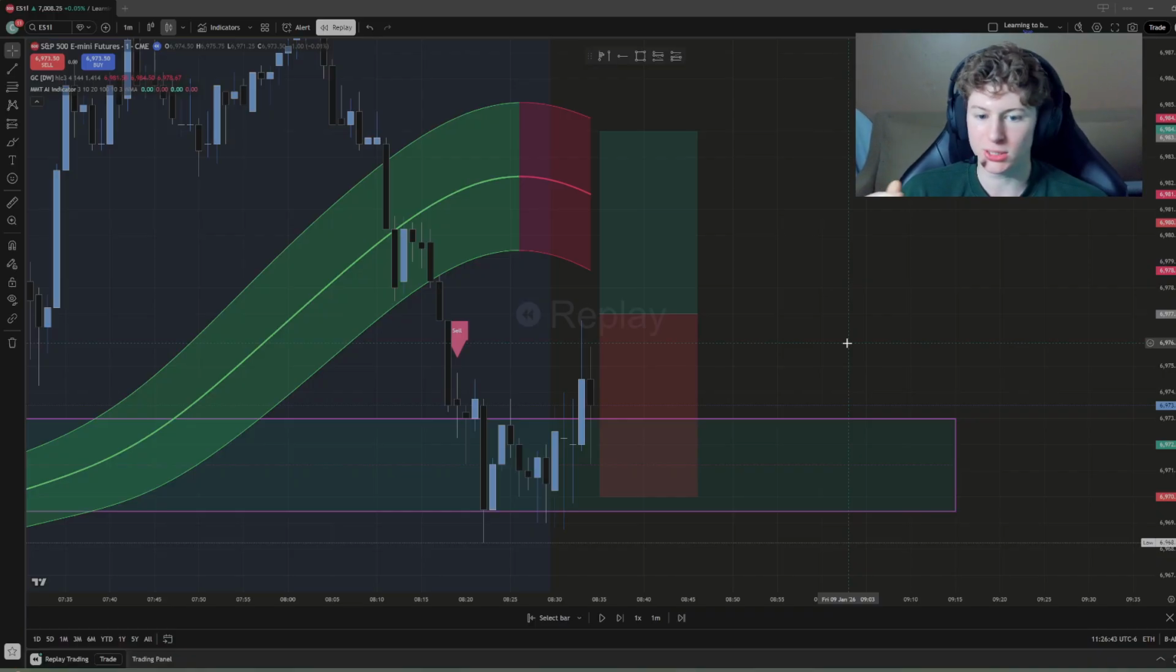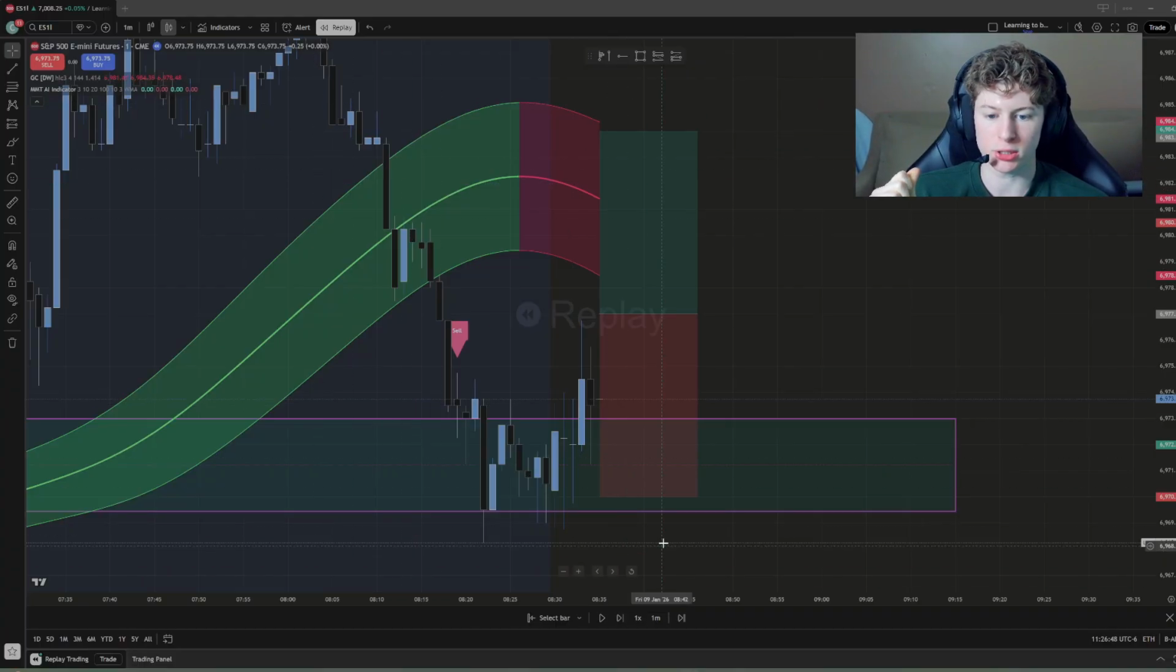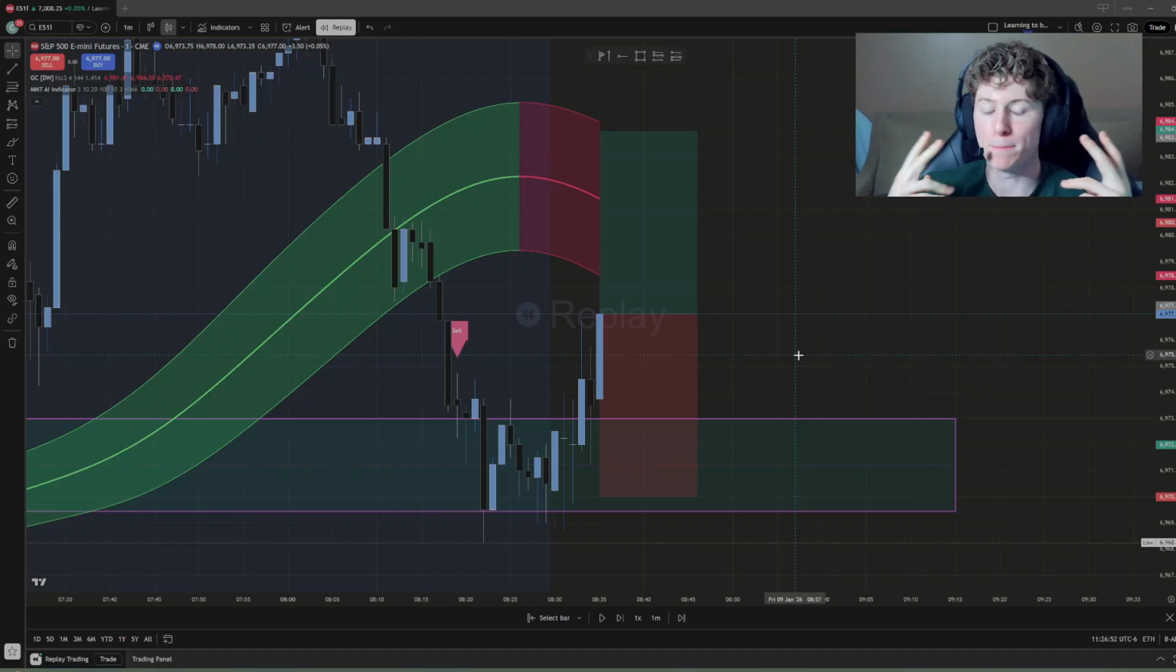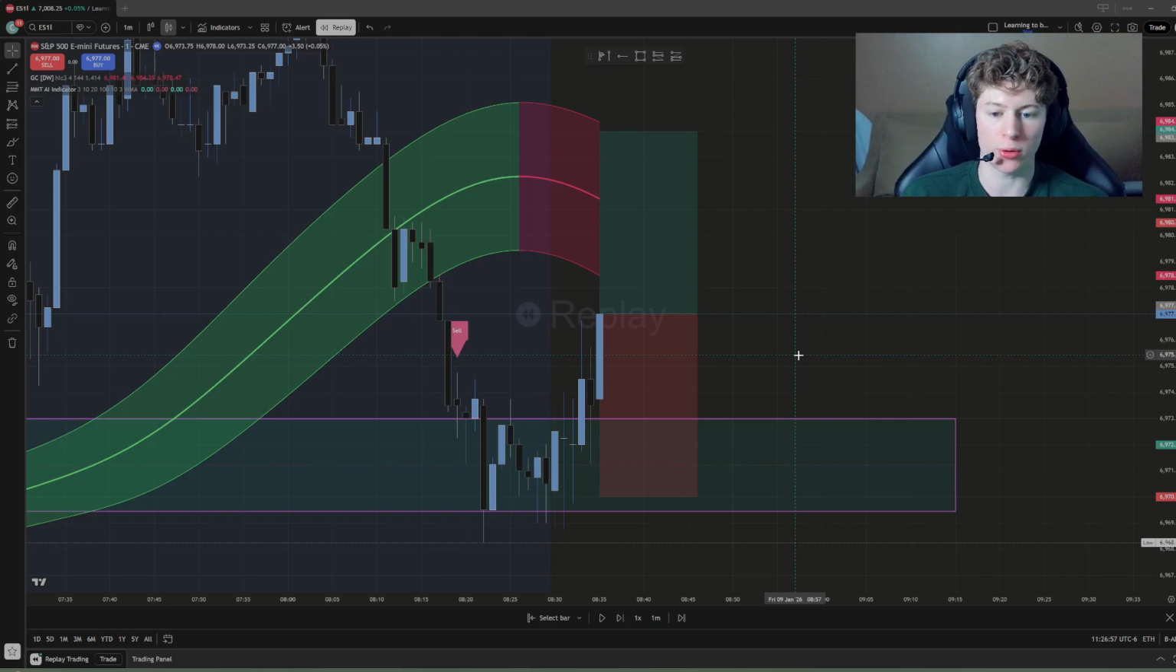I'm going to show y'all TP, stop loss, everything, all the good juicy stuff in just a second. Now let's see. All right, boom, immediate reaction. Candle closes in a bullish bias. So our entry is going to be right where we have it right now.